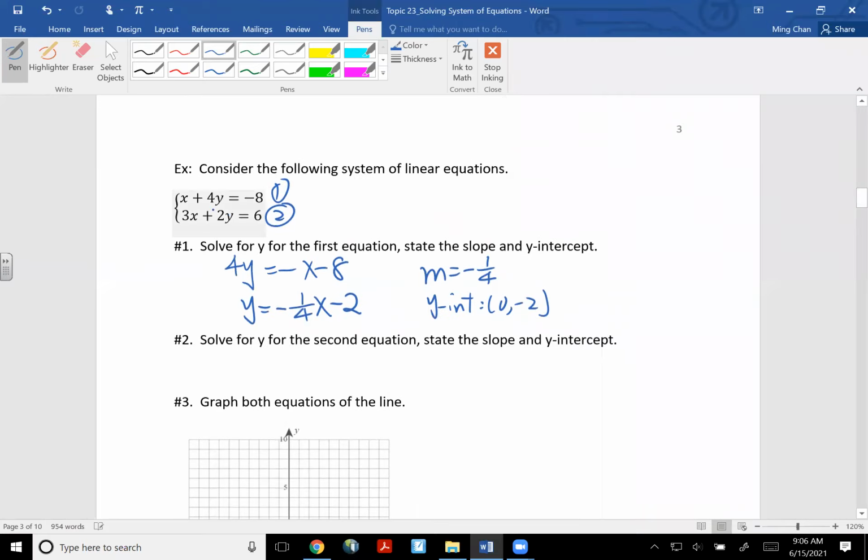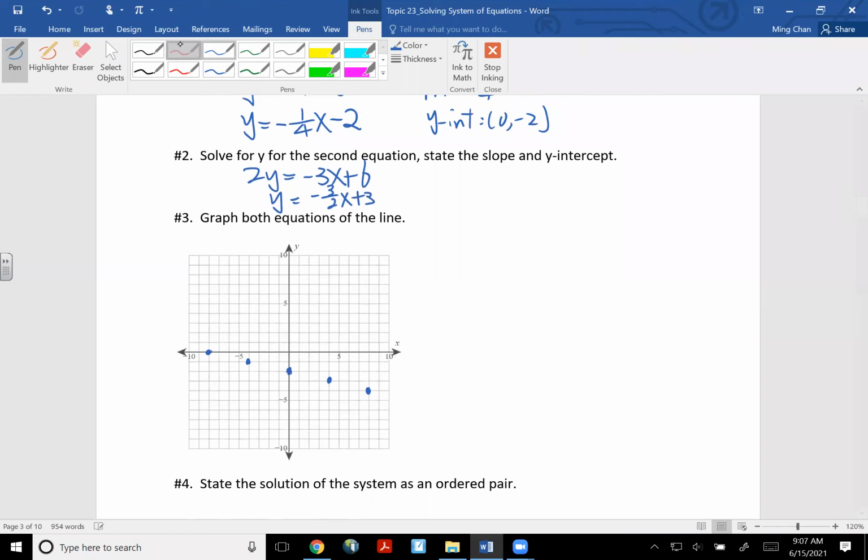All right, second equation, variable term, positive 2y is positive. Let it stay. Move the 3x over. Divide every term by 2. So my answer, y equals negative 3 over 2x plus 3. All right. So my slope is negative 3 over 2. My y-intercept, 0, 3. All right, 1, 2, 3, 3 is right here.